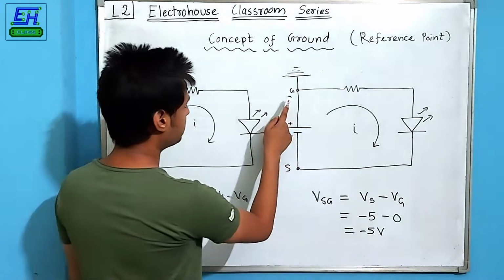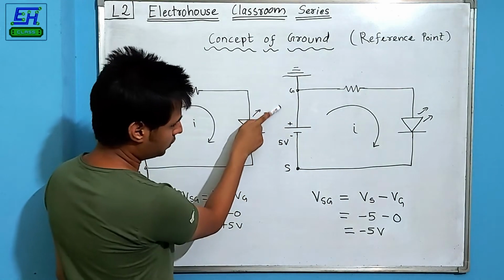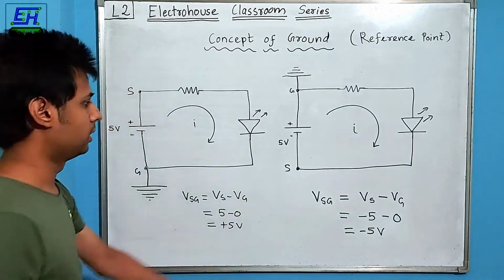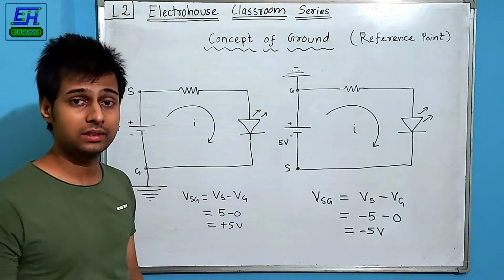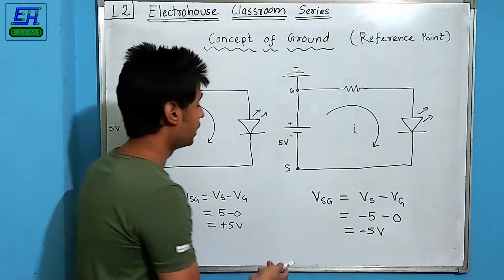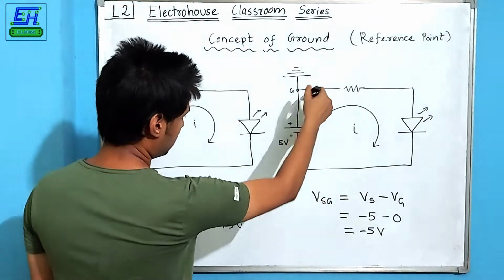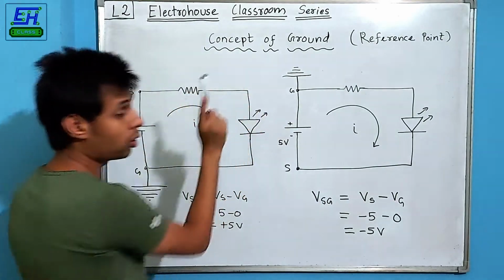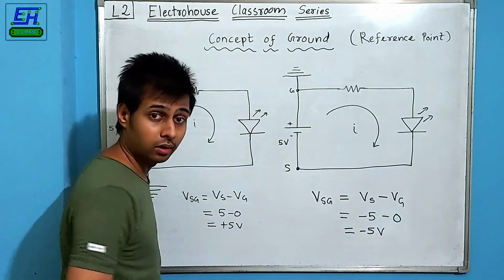As you can see, the ground terminal is connected to the positive side of the supply, the positive terminal of the battery, and the other terminal will definitely be S, because the opposite terminal of the ground is the supply side that we consider, generally. So VSG, the voltage difference between S and G, is with respect to this ground, and now the ground is connected to the positive terminal.